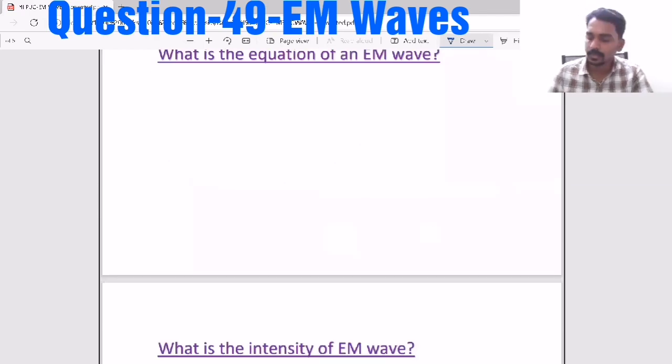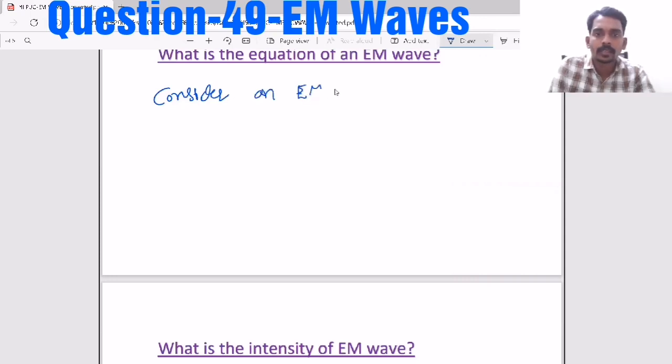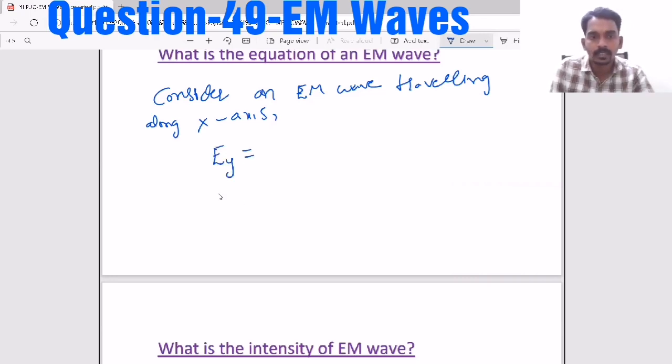And the next thing we have to understand here is what is the equation of an EM wave. Now let us consider an electromagnetic wave traveling along the x-axis. Let us consider any one direction, like the x-axis. Then the electric field will be oscillating along the y-axis and the magnetic field will be oscillating along the z-axis.